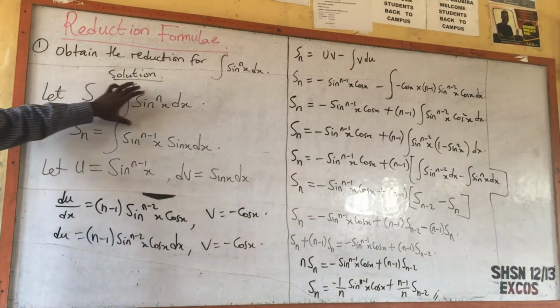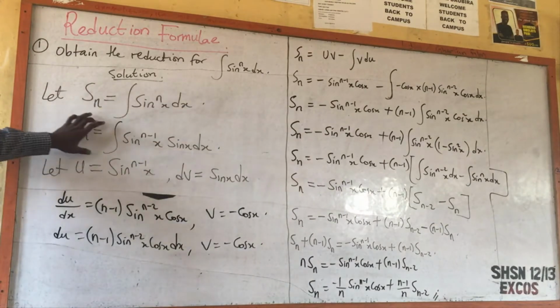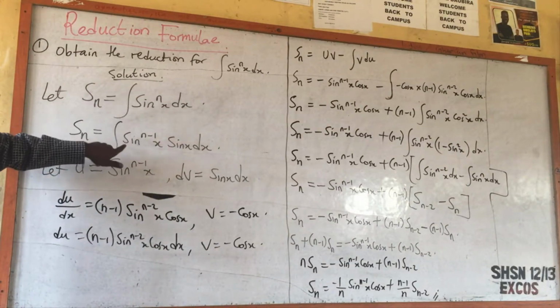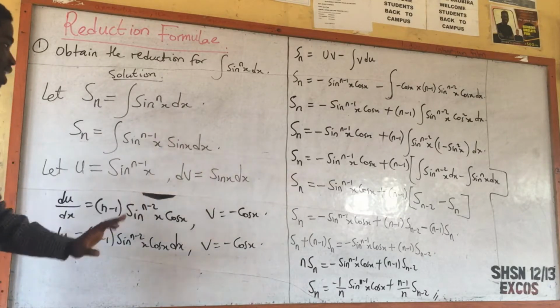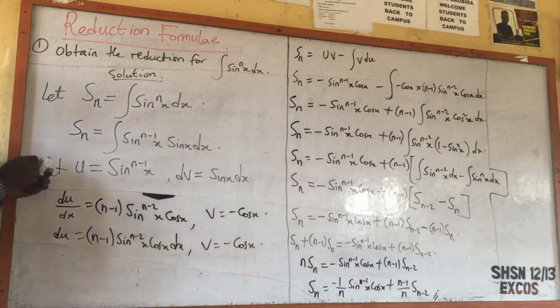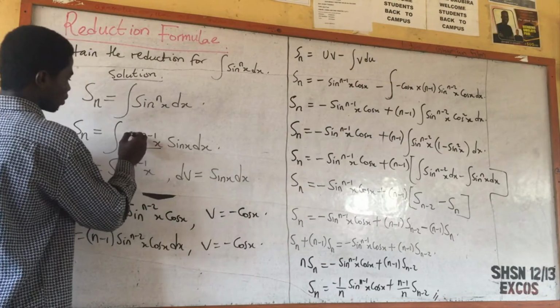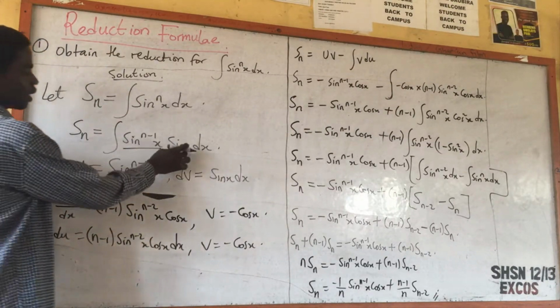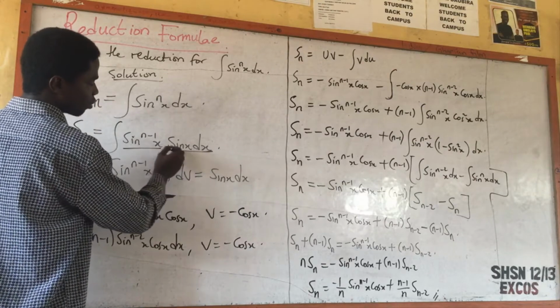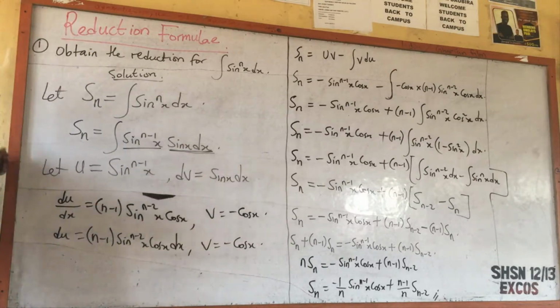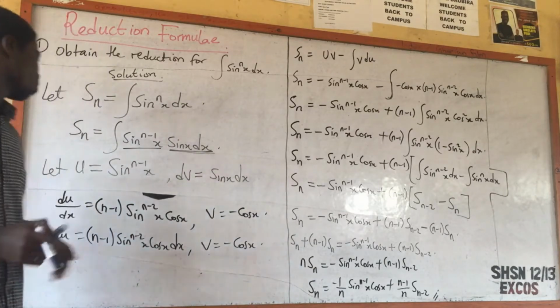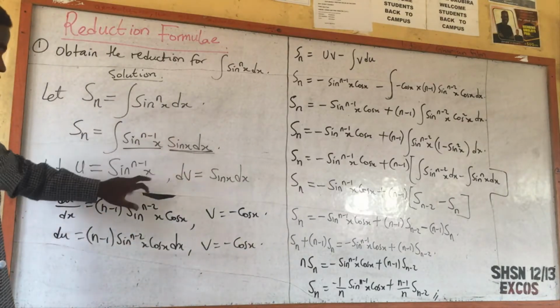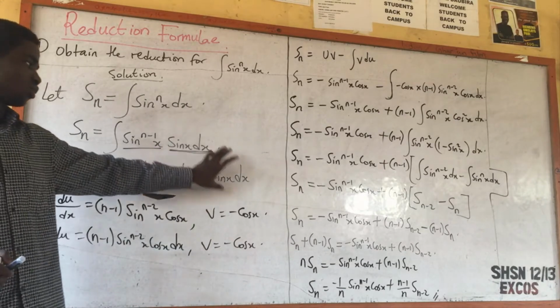I want to reduce the integral of sine^n s ds. Sn equals, I now do sine^(n-1)s, then multiply by sine s ds. That's what I have. So you will now let u be this. The remaining one will be dv. This is u dv. So what I'm using is called integration by parts. So u equals sine^(n-1)x and dv is equal to this.